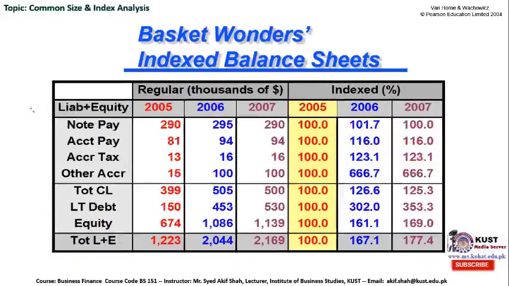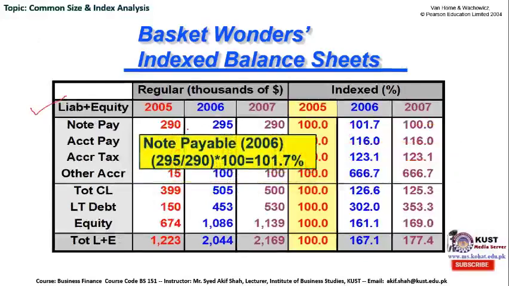Looking into the liability side of the same company, Basket Wonder, we can also make an analysis. Let's check it out for a few values, and for the rest of the values you can calculate by using this formula. We have selected notes payable trend or index analysis. Once again, the year 2005 is the base year, therefore all the values in the base year should be transformed into 100.